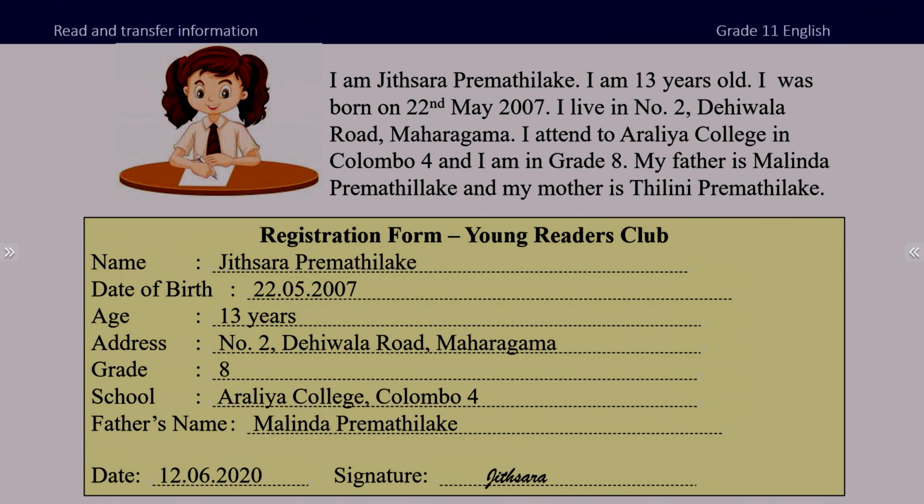The age, 13 years. Address, number 2, Dehiwala Road, Maharagama. Grade 8. The school, Araliya College, Colombo 4. Father's name, Malinda Prematilaka. The date and the signature has been included at the end of the registration form. This is how you transfer information from one format to another.